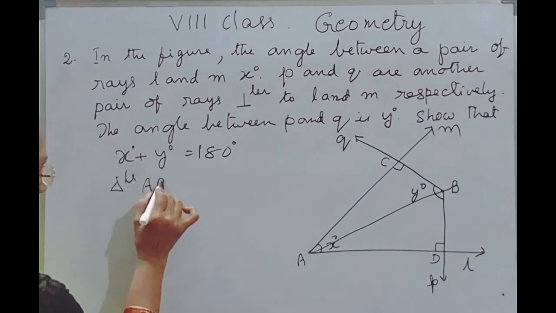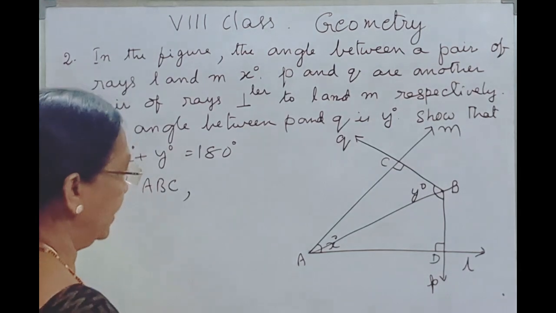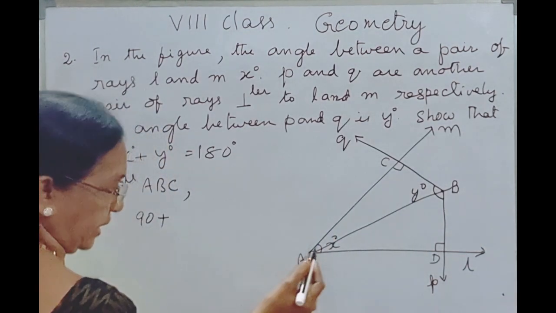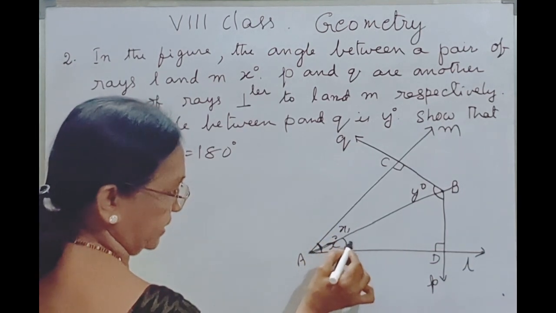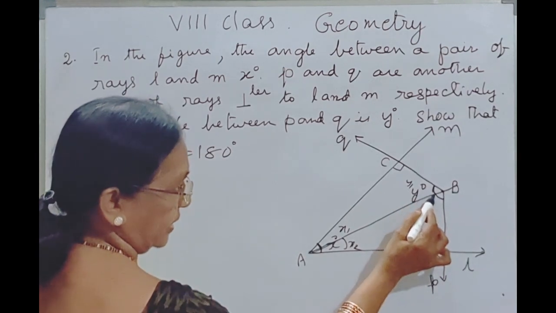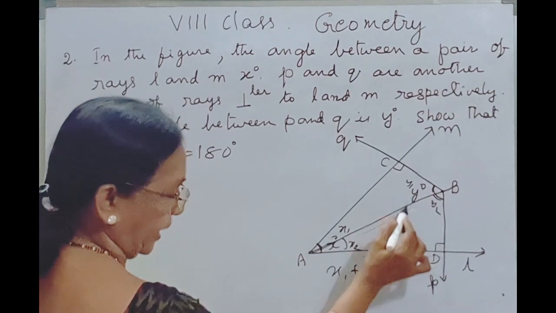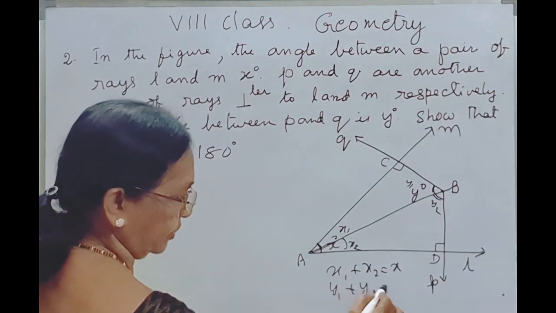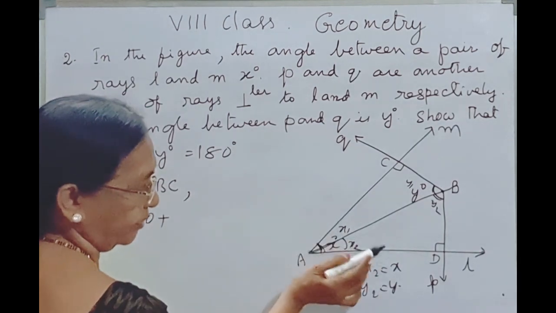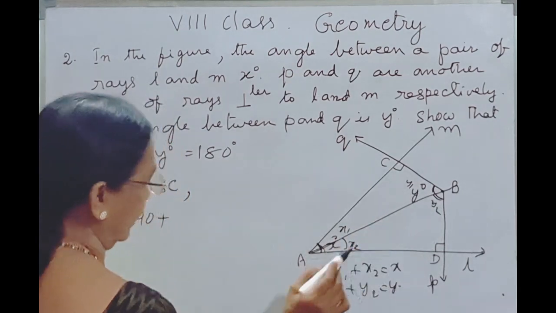Triangle ABC. The sum of the angles in a triangle is equal to 180, therefore 90 plus, this is x1 and this is x2. Similarly, this is y1 and this is y2. So x1 plus x2 is equal to x and y1 plus y2 is equal to y. Here angle x is divided into two parts forming two triangles. Similarly, y is divided into two parts, y1 and y2.